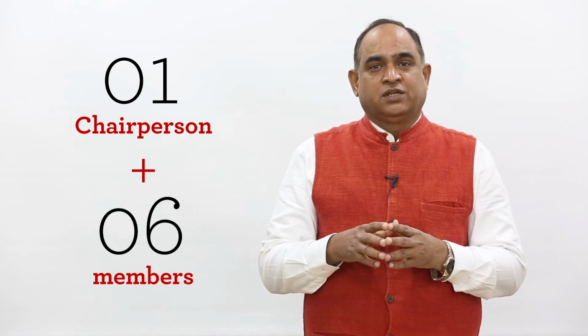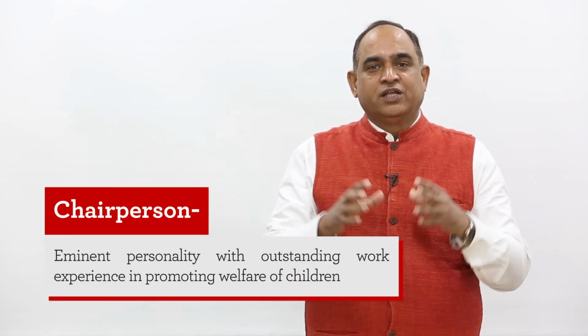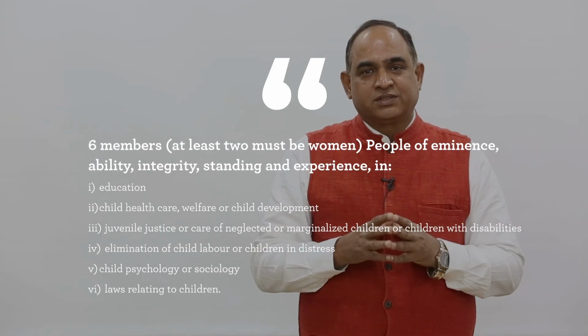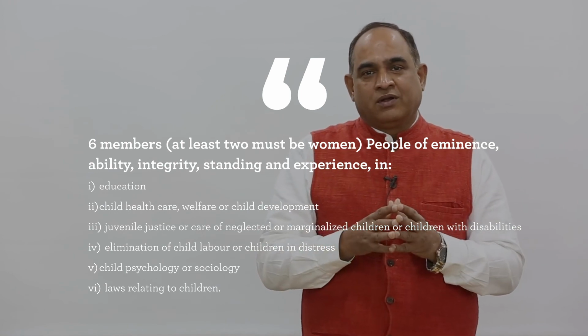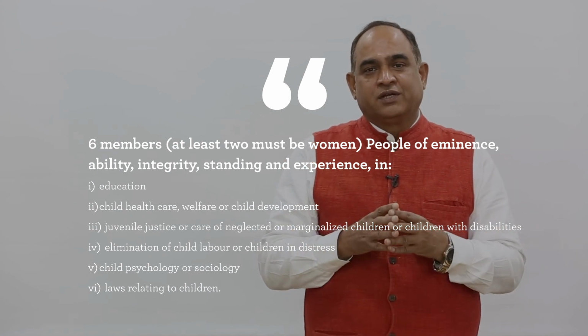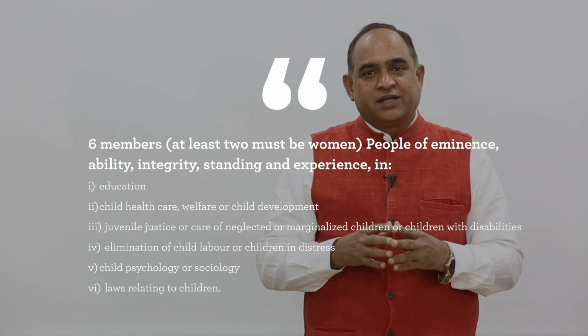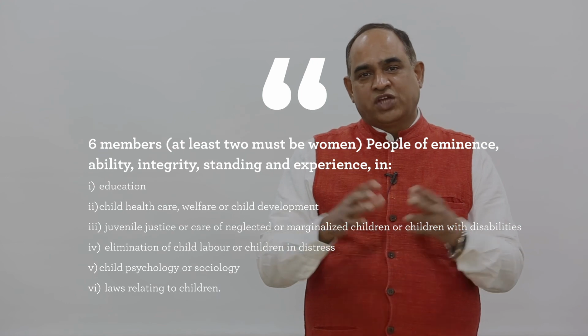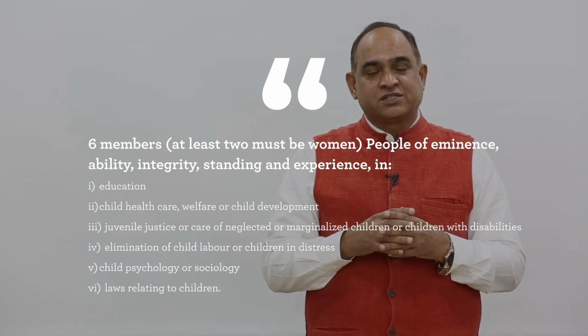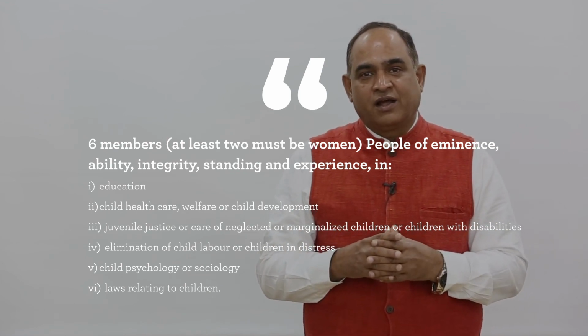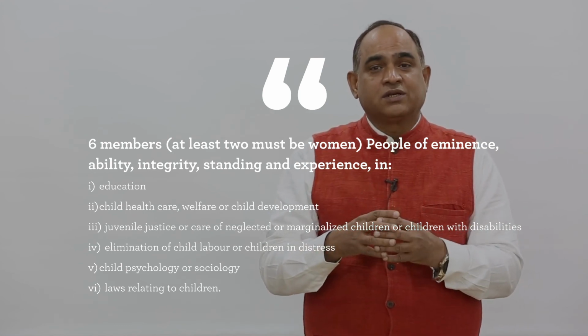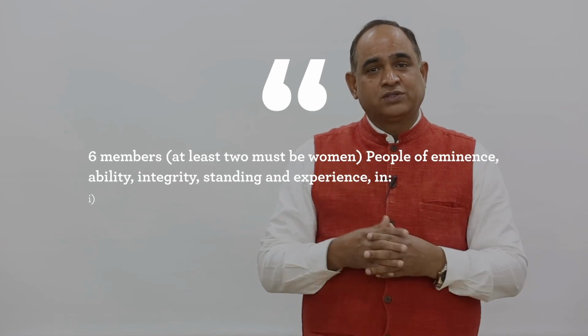Dear students, now let us look at the composition of the NCPCR under the Commissions for Protection of Child Rights Act. The Commission consists of one chairperson and 6 members. The chairperson is expected to be a person of great eminence with outstanding work in issues relating to protection of children. The members are expected to be selected from experts who have great standing, experience and expertise in the fields of child education, child psychology, juvenile justice, child labor, and laws relating to children, and a number of other areas. In other words, this is expected to be a high-profile commission, and the chairperson and members are nominated by the Government of India.